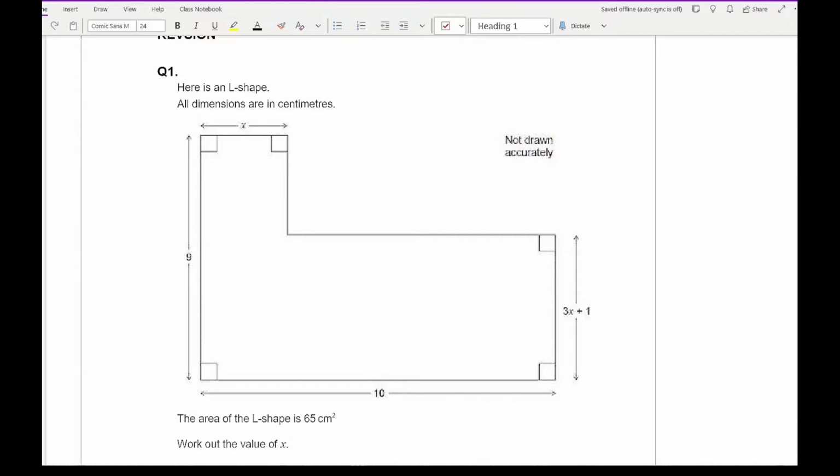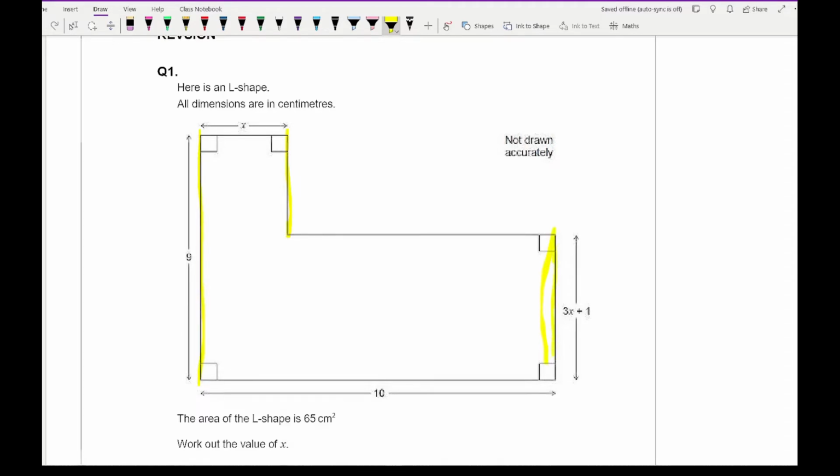So looking at this, whenever you end up with a compound shape, you want to work out what the missing sides are. Now, how do we do that? Well, to work out this side here, if all of this is 9 and this bit here is 3x plus 1, then this length here is going to be 9 minus, and it's really important we put brackets, 3x plus 1. Now expanding the brackets, I'll get 9 minus 3x minus 1, and so that then becomes 8 minus 3x centimeters.